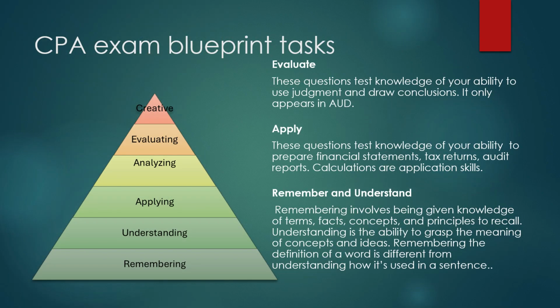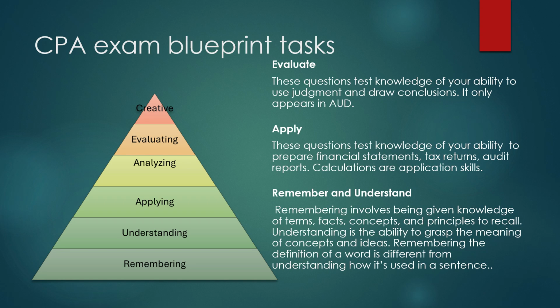The CPA exam has been restructured to kind of give you a blueprint involved in what kind of things are remembering and understanding tasks, what kind of tasks would apply, be a preparation of something, a preparation of financial statements, income tax returns, audit reports, and what type of skills are analyzing. Where do you need to look back and analyze on something? So evaluation is only done in auditing, and that's how you use your judgment. Can you make a judgment and can you draw conclusions?